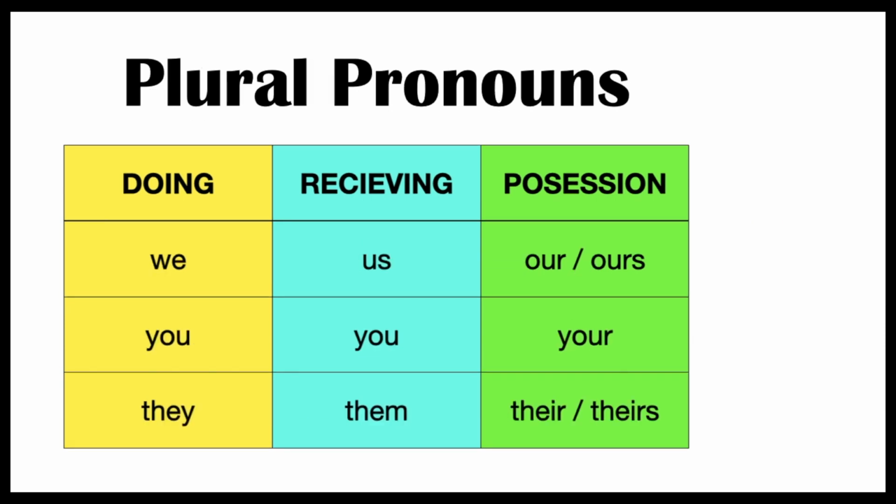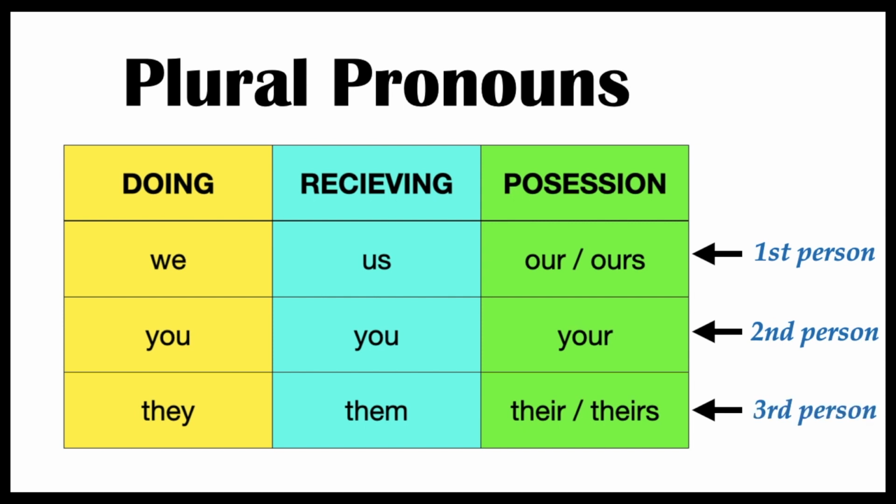Here are the plural pronouns used in the English language. We, us, our, or ours are examples of plural first-person pronouns. You or your are examples of plural second-person pronouns. They, them, their or theirs are examples of plural third-person pronouns.